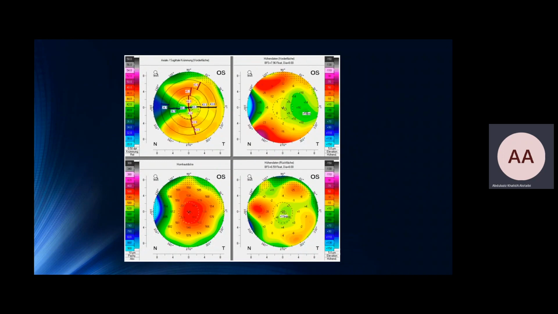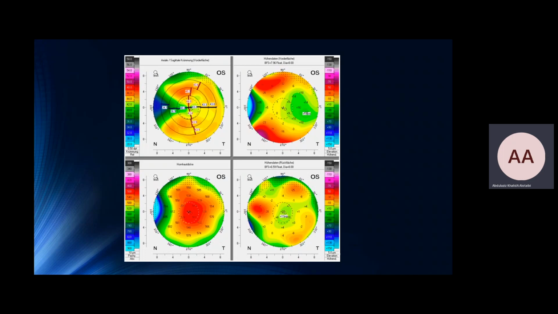What's the astigmatism induced by pterygium? Anybody know? What's the type of astigmatism? Against the rule astigmatism. Okay, what do you mean by against the rule? So it will be, the region will compress the horizontal line, but steepening will be in the vertical line.